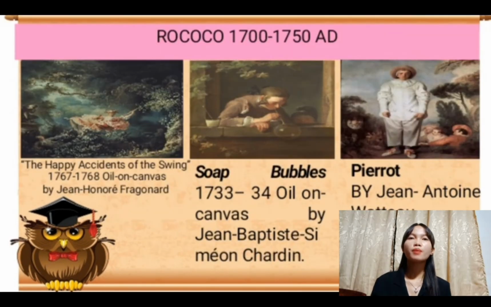Okay, so these are examples of Rococo. The first is The Happy Accidents of the Swing, 1767 to 1768, oil on canvas by Jean-Honoré Fragonard. It is an 18th century oil painting which is considered to be one of the masterpieces of the Rococo era. This era was a highly ornamental and theatrical style of decoration which combined asymmetry, scrolling, curves, gilding, white and pastel colors, and molding and motion and drama, etc.